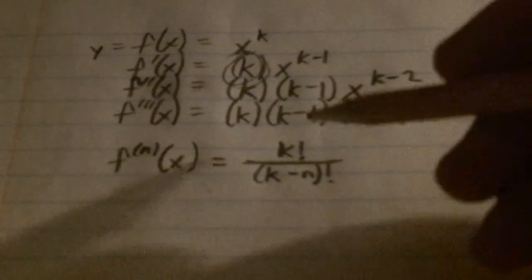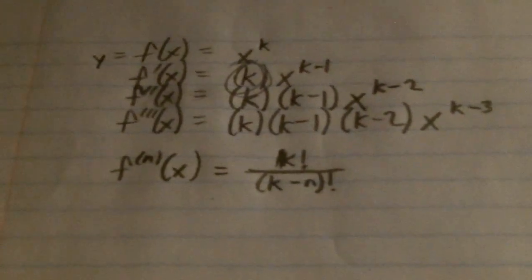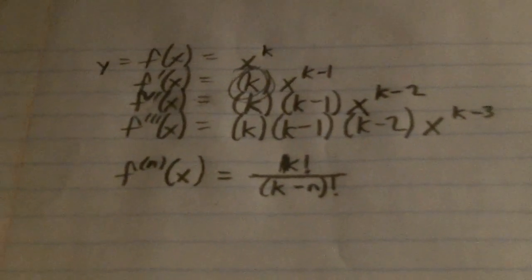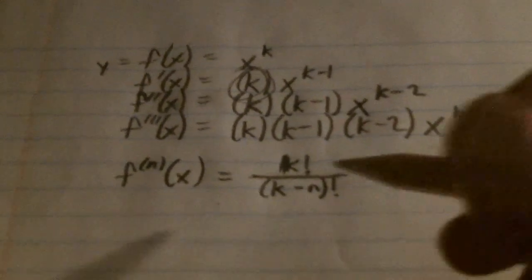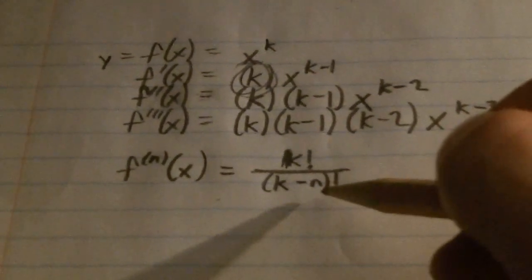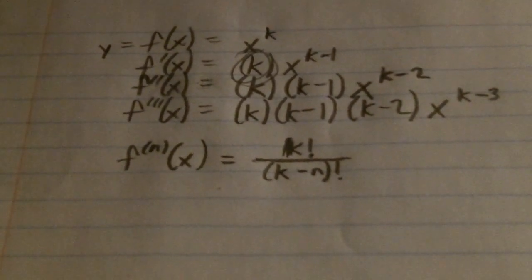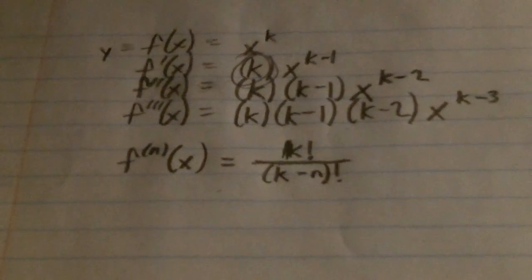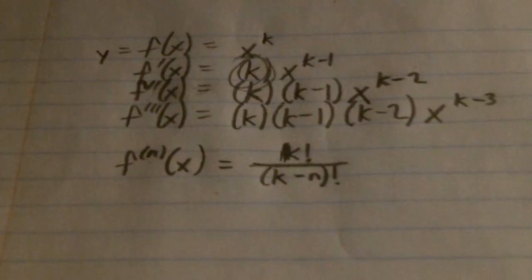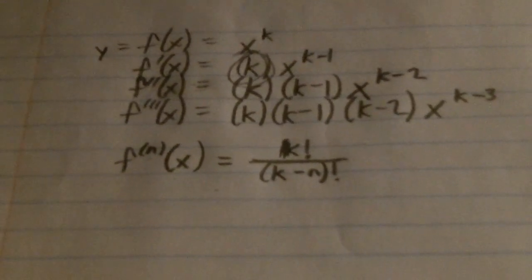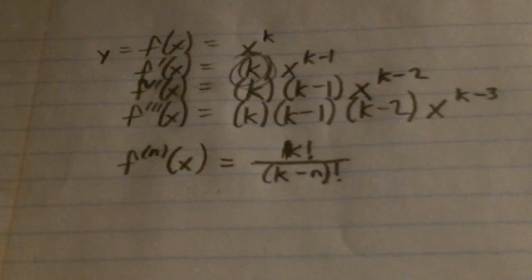Because if you think about it, we're taking the entire product of k factorial, all those integers from 1 to k, but we're only including some of them. The ones that we're not including are the ones in the denominator, because we want them to cancel out. And those are the ones from 1 to the quantity k minus 1, or k minus n, for some nth derivative.